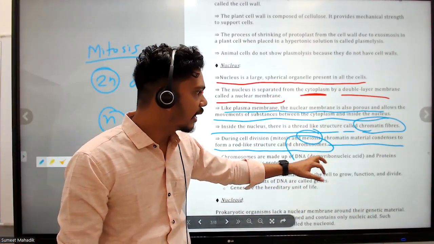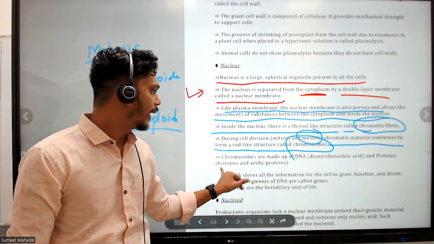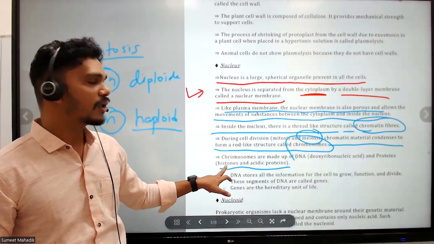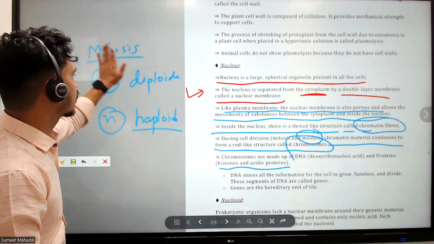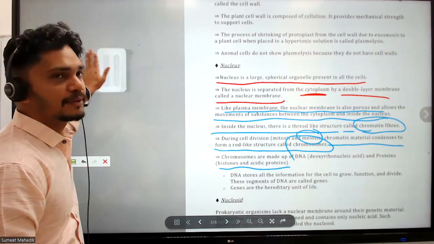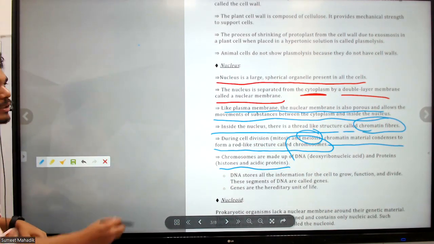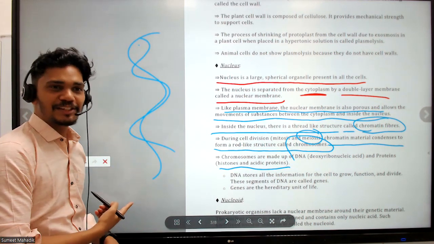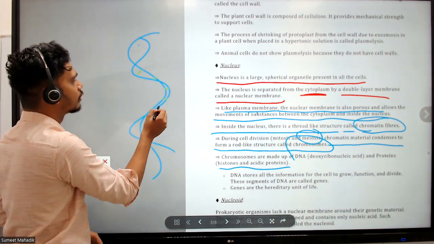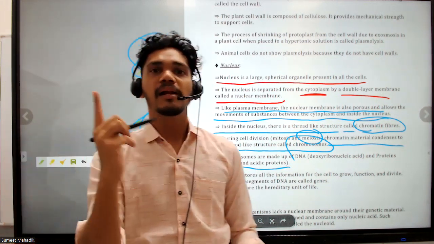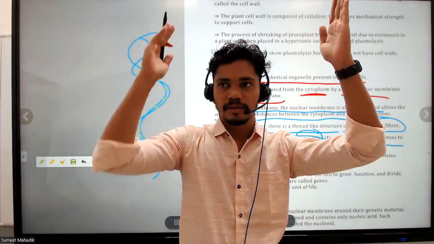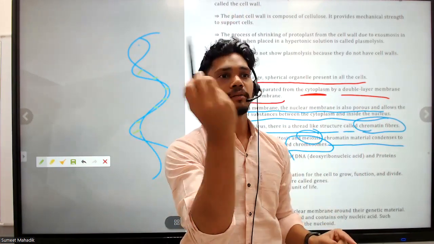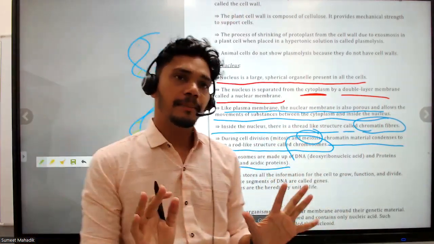Chromosomes are made up of DNA, deoxyribonucleic acid, and proteins, histone and acidic protein. Now, as per your syllabus, you have something. What is histone? Anybody knows what is histone? Sir, if we knew, we wouldn't be here. What is histone? Now, what is DNA? This is not a DNA. This is the structure of DNA. So DNA is a double helix. A double helix means this is one strand, this is a second strand. This is a winding one.